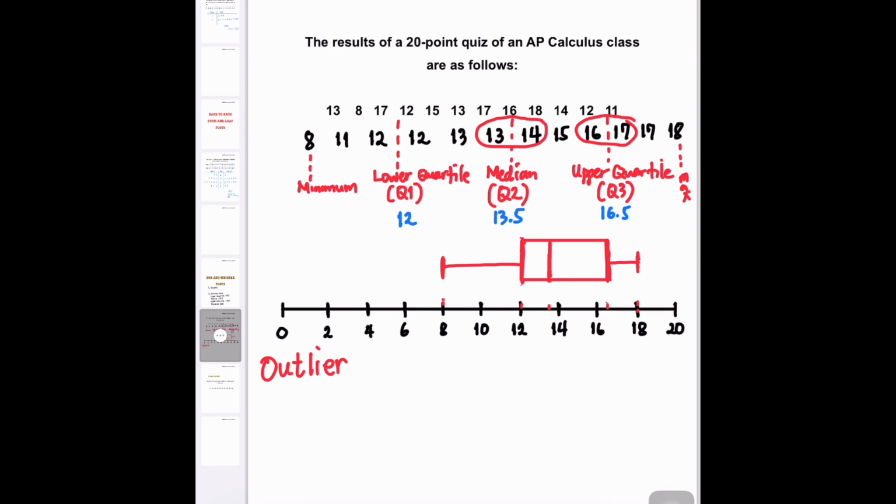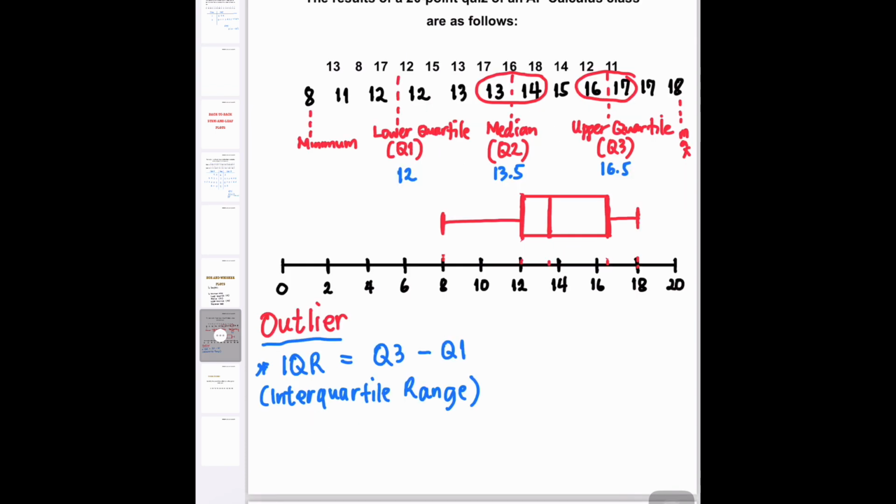We're going to start with calculating the IQR. So IQR is the interquartile range. So the formula in finding the IQR is upper quartile minus the lower quartile. Q3, which is 16.5, minus Q1 is 12. So the IQR, or the interquartile range, is 4.5. Let me highlight that because we will be needing this.